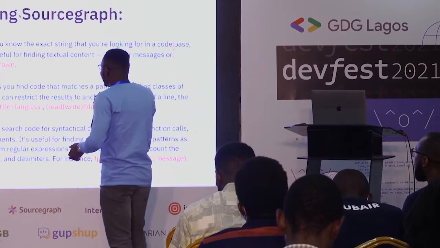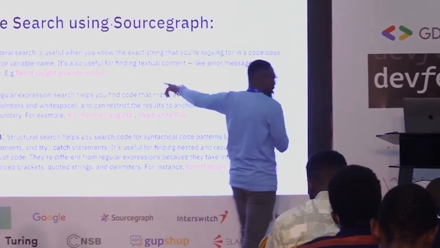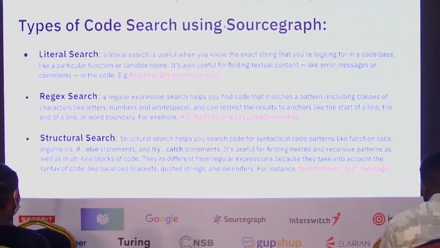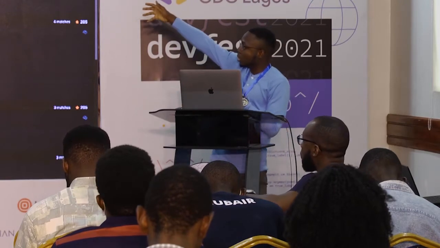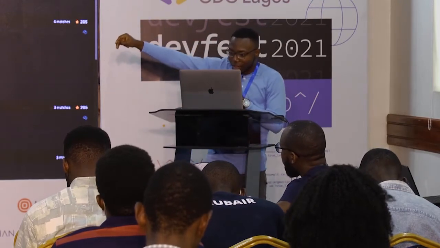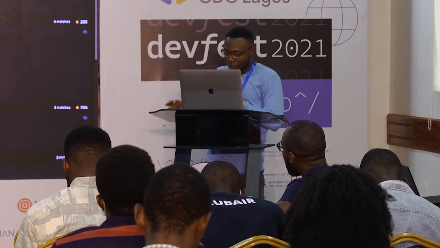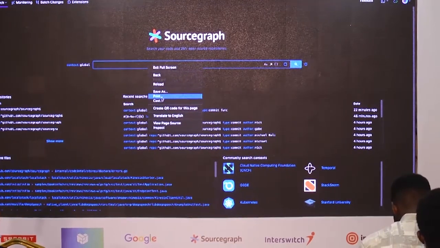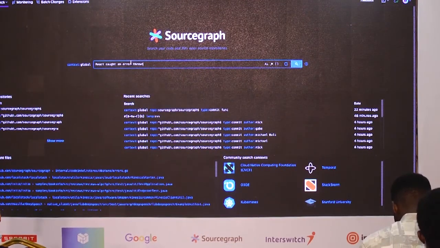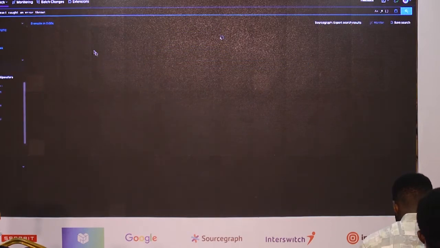A simple example is React caught an error. Let me see if I can quickly do that, if the network will allow me. Even though it's still loading, we can see that there are different places where React caught an error is being used. We can see it in the React fiber error logger.js. Depending on whatever you're looking for, you can easily go to the file where you want to do whatever you want to do, and then just click on it, and you're a developer, so you know what you're looking for here. That's an example of a literal search.